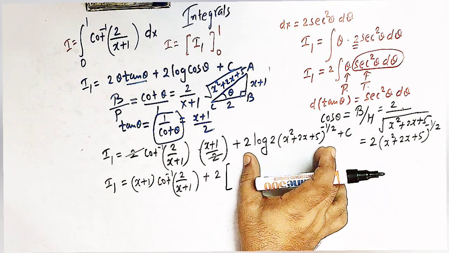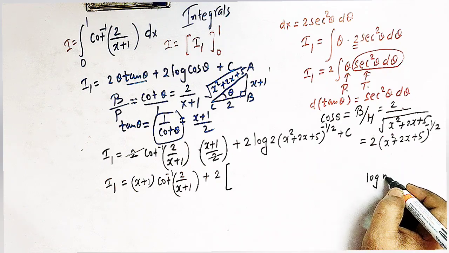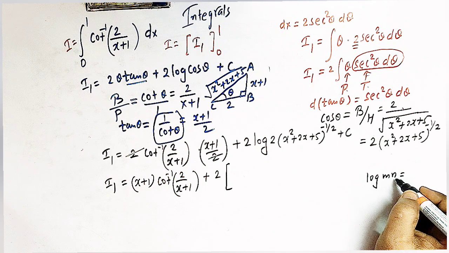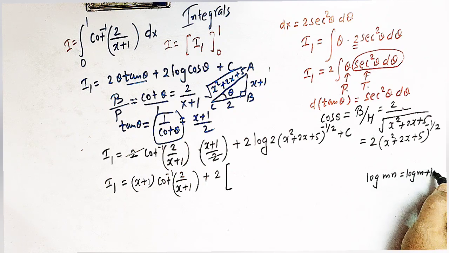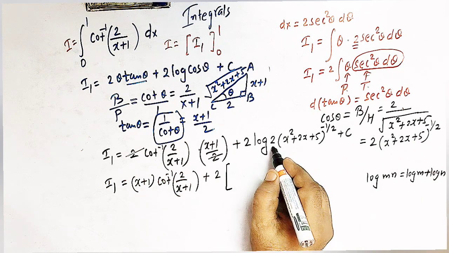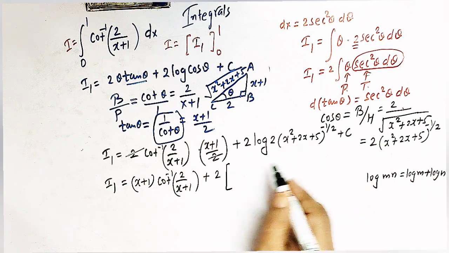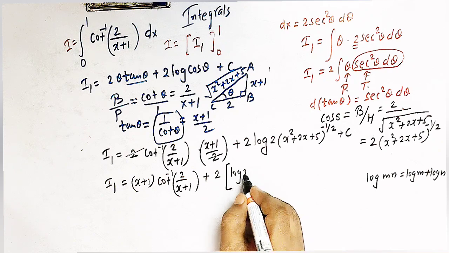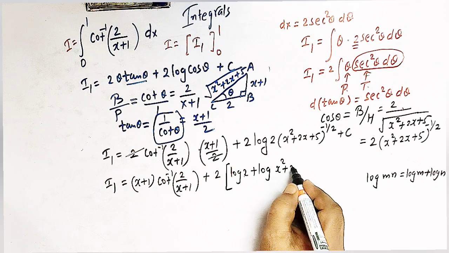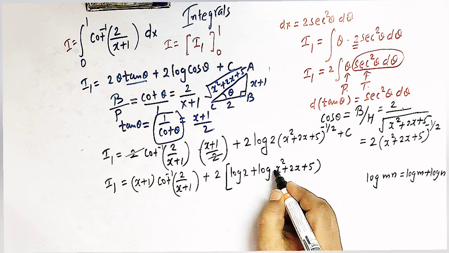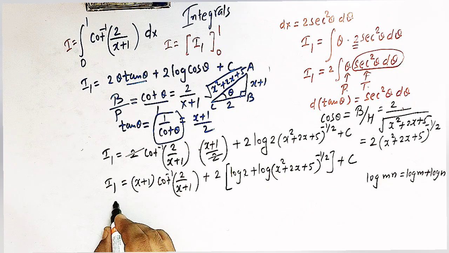So here we can apply the property of log, that is log mn, the product of m and n, is given by log of m plus log of n. So here m can be taken as 2 and n can be taken as this term. So we have log of 2, and then we have plus log of x square plus 2x plus 5 raised to minus half, and c is the constant of integration.